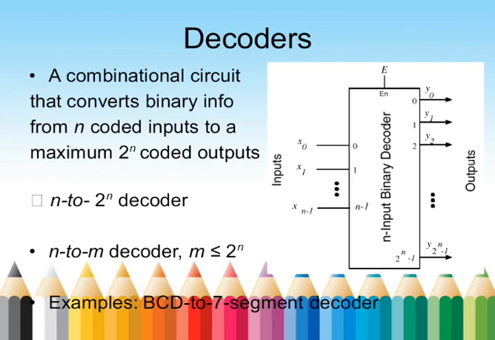A binary decoder is used when it is necessary to activate exactly one of 2 power n outputs based on an n-bit input value. So yes, it is evident, it consists of n input lines, and 2 power n output lines from 0 to 2 power n minus 1.